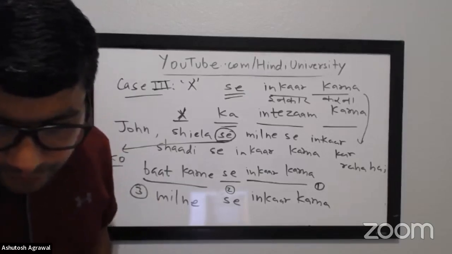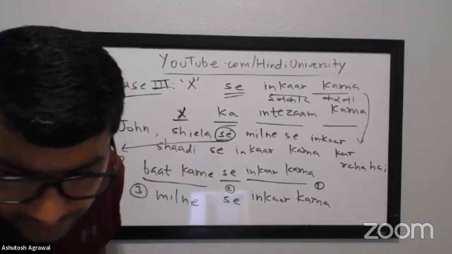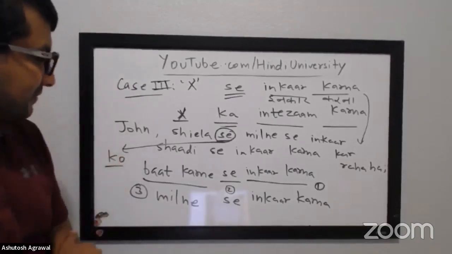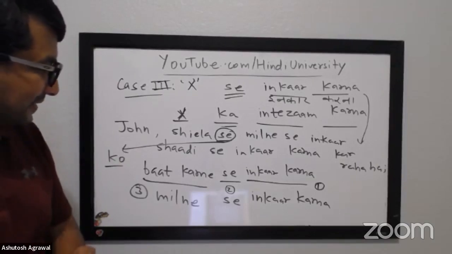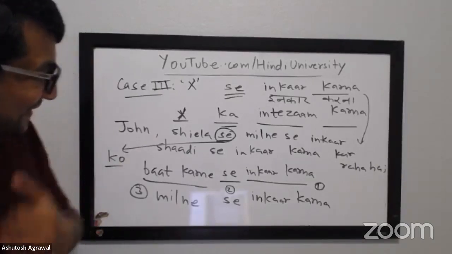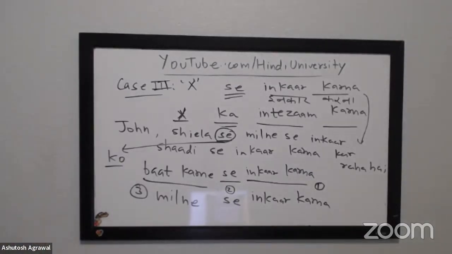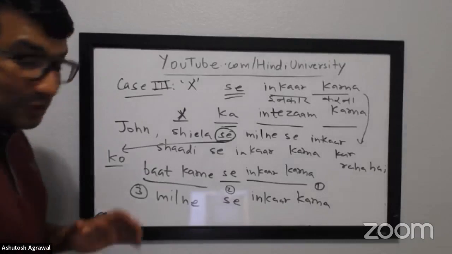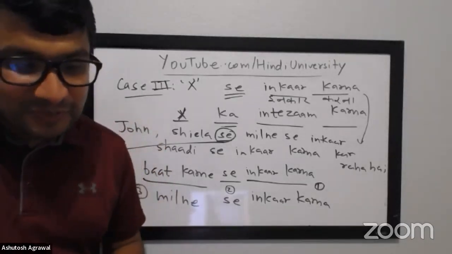I just thought I'd ask some of you as well, especially those who are more native. Risha ji, how would you say that? "John Sheila ko milne se inkar kar raha hai" or "John Sheila se milne se inkar kar raha hai"? You will say "Sheila se"? Yes. Why so? Because of the subject. Okay. I'm not completely ruling it out. I've heard "se" also used actually, so I've seen both of them.